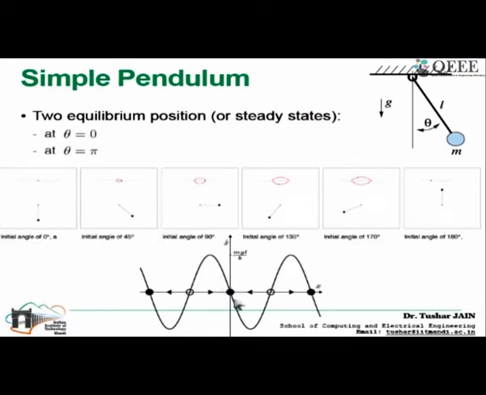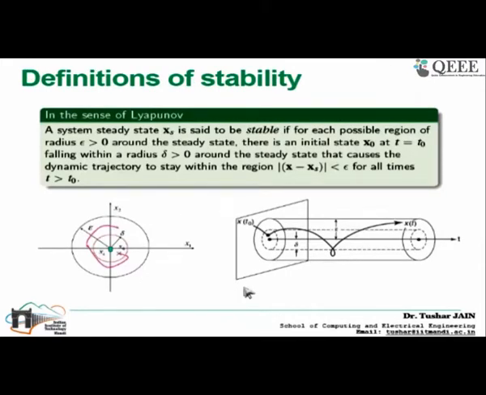I have a steady state here. If I go in the neighborhood of this one, epsilon greater than 0 around the steady state, there is an initial state x naught at t equal to t naught. Here assume that t naught is equal to 0, falling within a radius delta. Basically delta is also a function of epsilon. Delta greater than 0 around the steady state causes the dynamic trajectory to stay within the region defined by this for all time t greater than 0.